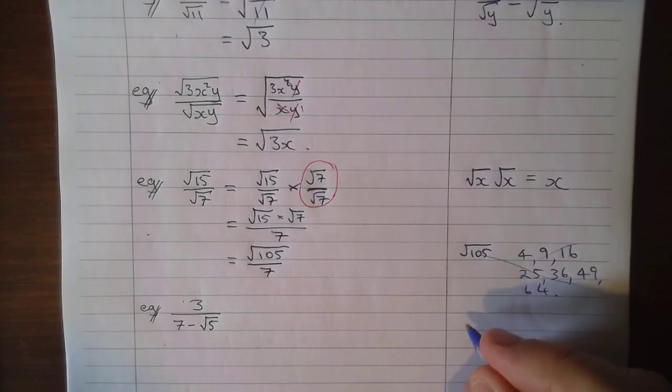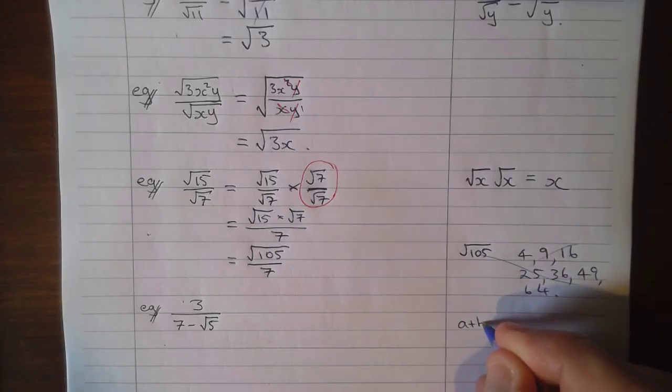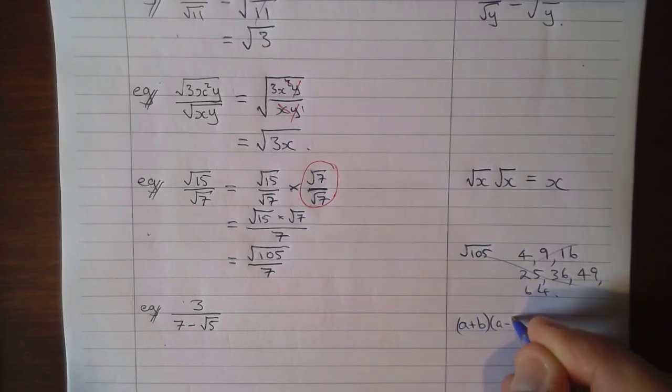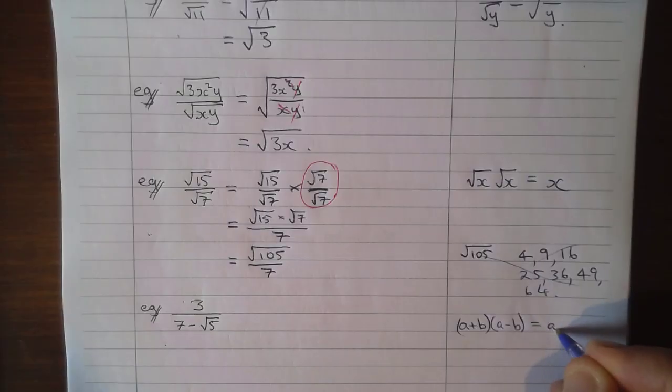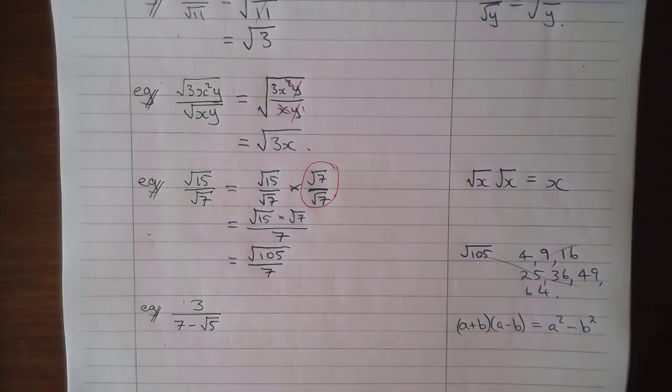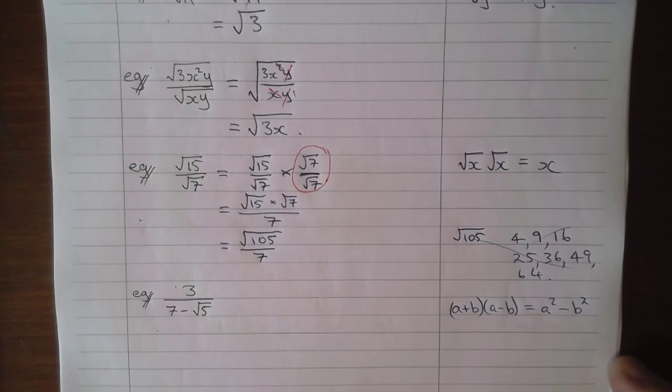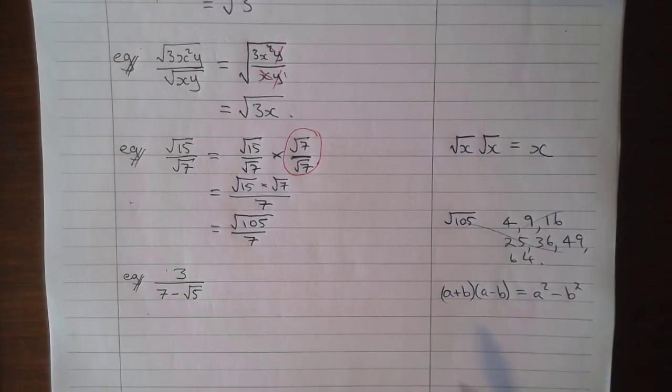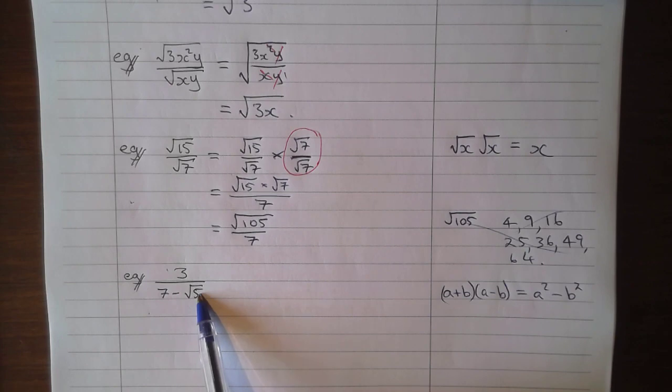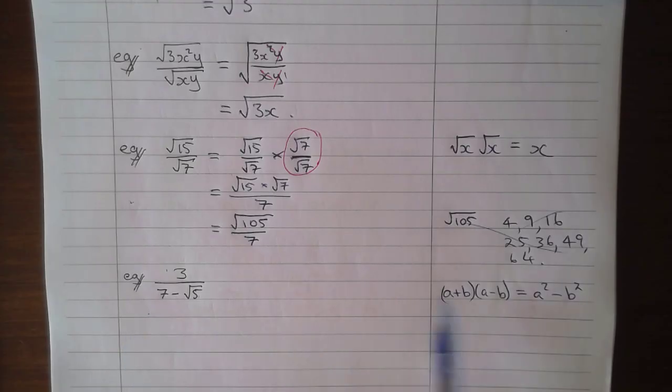What we're going to do is remember that when we multiply a plus b and a minus b, we always get a squared minus b squared. Okay, the difference of two squares formula. So we can use that with a quantity like this, something minus something. If we multiply it by that same something plus the square root of 5, or whatever the surd happens to be, the difference of two squares is going to help us to get rid of the surds.